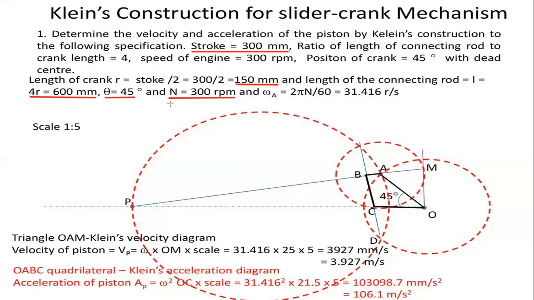and from the speed n we are going to calculate the angular velocity, that is omega A. So angular velocity for the crank, that is OA, that is angular velocity of A, that is 2 pi n by 60. In total we got 31.416 radians per second. So the value for the angular velocity of A is obtained as 31.416 radians per second.